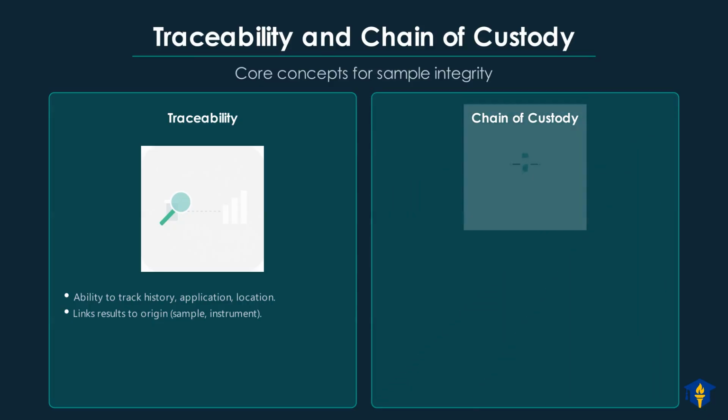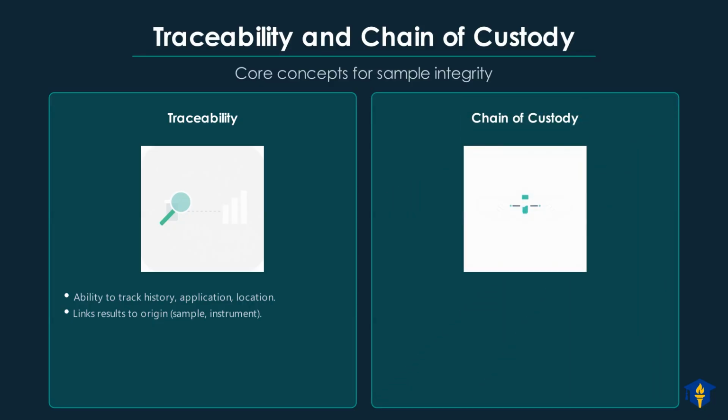Next, we have the chain of custody, another critical aspect of sample management. It refers to a documented, unbroken trail of responsibility for a sample from its origin to its final disposal. This process establishes clear accountability for every individual who handles the sample during its entire journey.